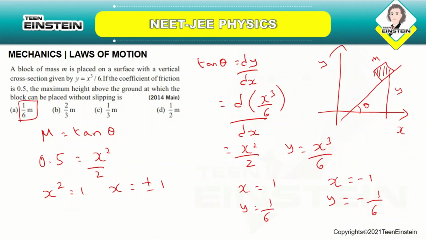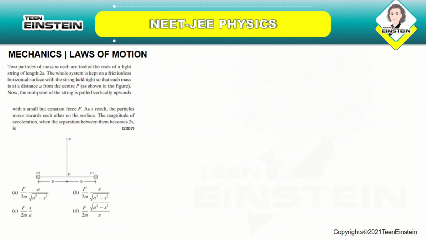Okay, let us now move on to the next question. Two particles of mass m each are tied at the ends of a light string of length 2a. The whole system is kept on a frictionless horizontal surface with the string held tight, so that each mass is at a distance a from the center P. Now the midpoint of the string is pulled vertically upwards with a small but constant force. As a result, the particles move towards each other on the surface. The magnitude of acceleration when the separation between them becomes 2x is.